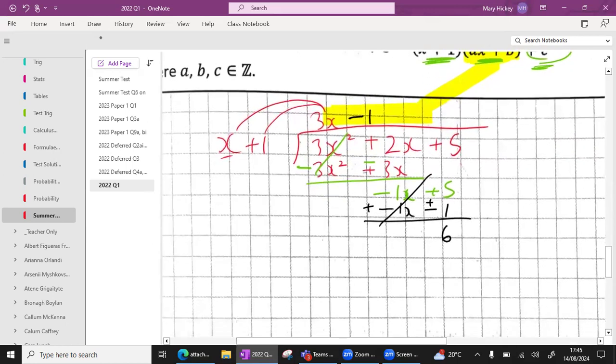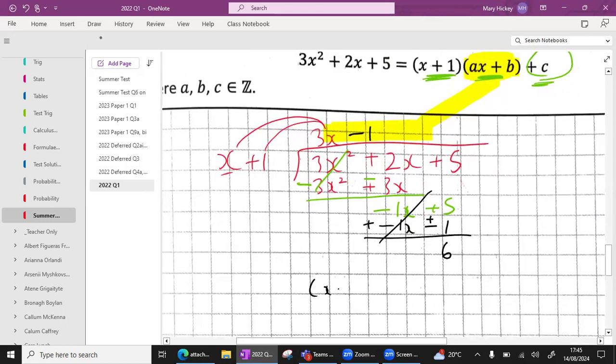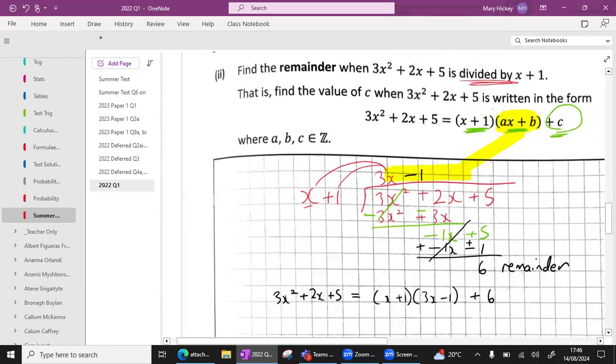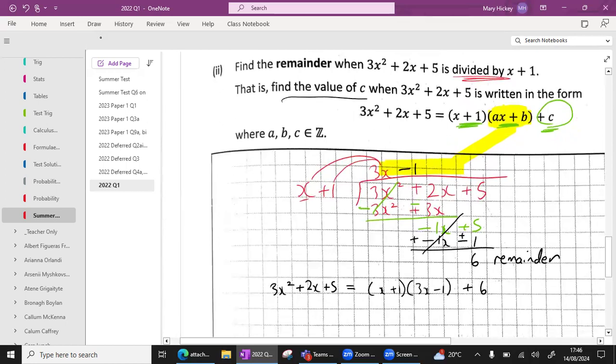So what I've discovered is that if I multiply x plus 1 by the one in yellow, 3x minus 1, and add 6, which is my remainder, I should get the original. If I multiply all of that out, I should get back the question. That's really what it's telling us. But the main question is to find the value of c. So the remainder c is 6, or you can say the remainder is 6. And that's that one done.